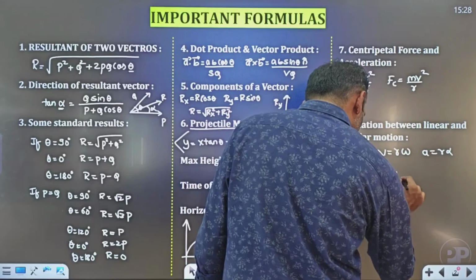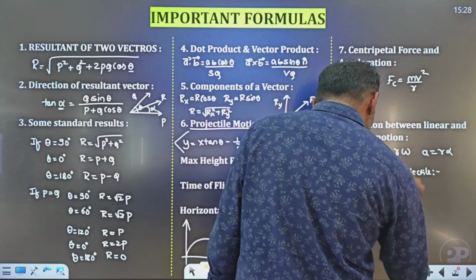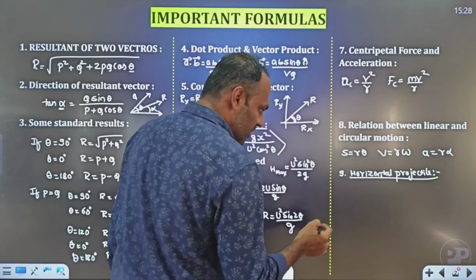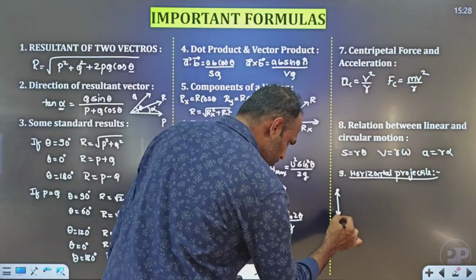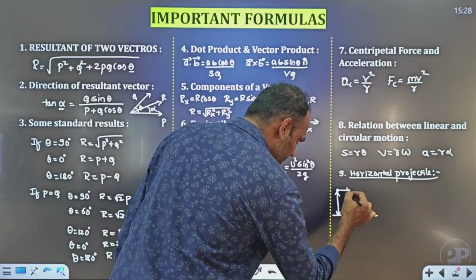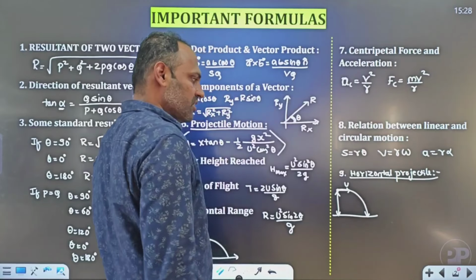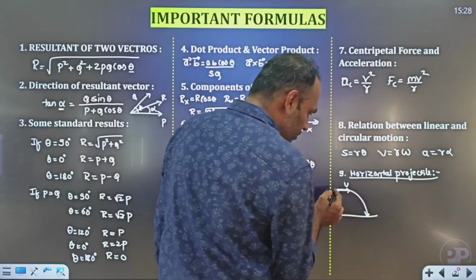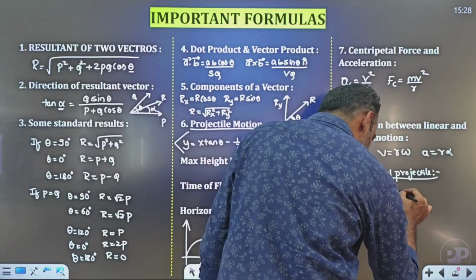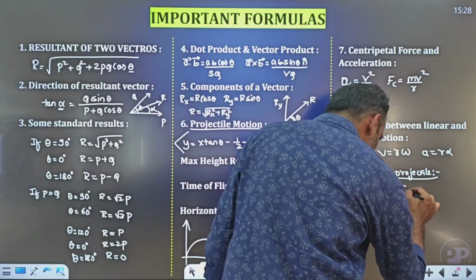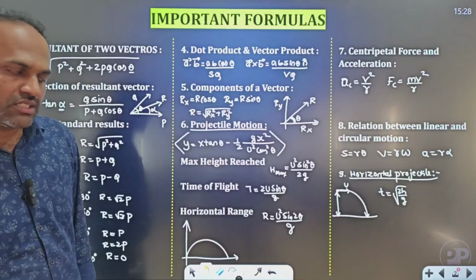Horizontal projectile. So the formulas of horizontal projectile are like this. See, horizontal projectile means you are projecting a body from a certain height. From some height you project a body horizontally. You are throwing it like this with initial velocity, it will come and fall like this. So in this case, the time taken by the particle to reach the ground is called time of flight. It is root 2h by g, time of flight. How much time it will take to reach the ground.